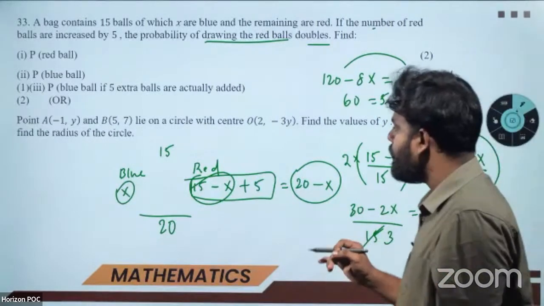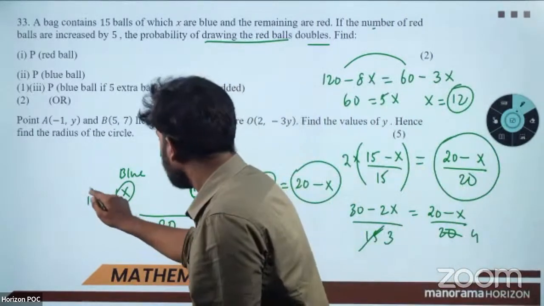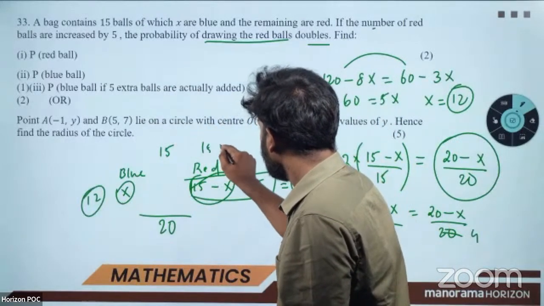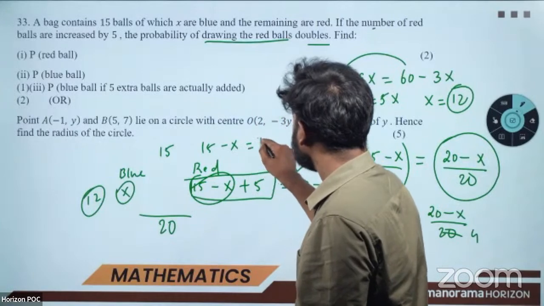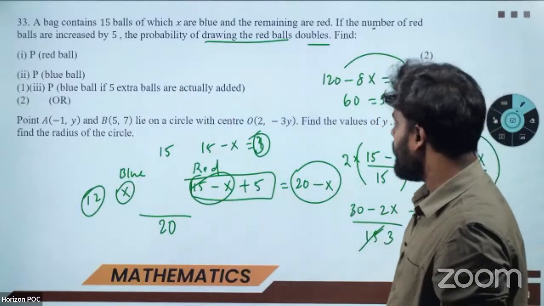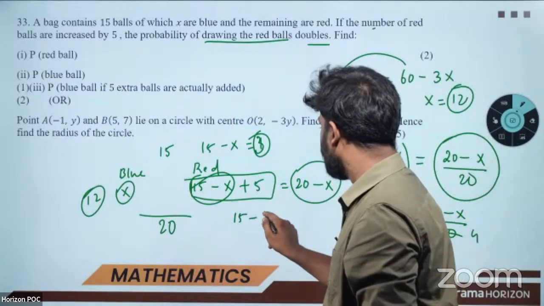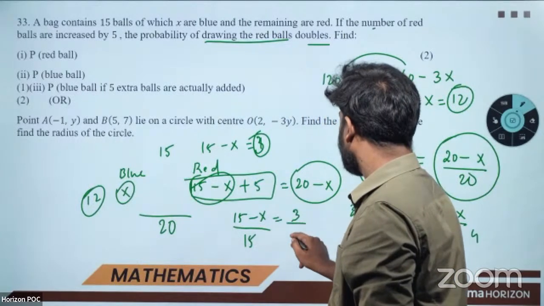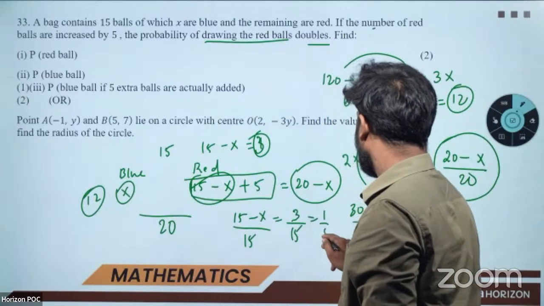So that means how many blue balls are there? 12 blue balls. How many red balls are there? 15 minus X. 15 minus X is 15 minus 12, that is 3. So what is the probability of getting a red ball? The probability of getting a red ball is (15 minus X) by 15, or that is 3 by 15, which is nothing but 1 by 5.